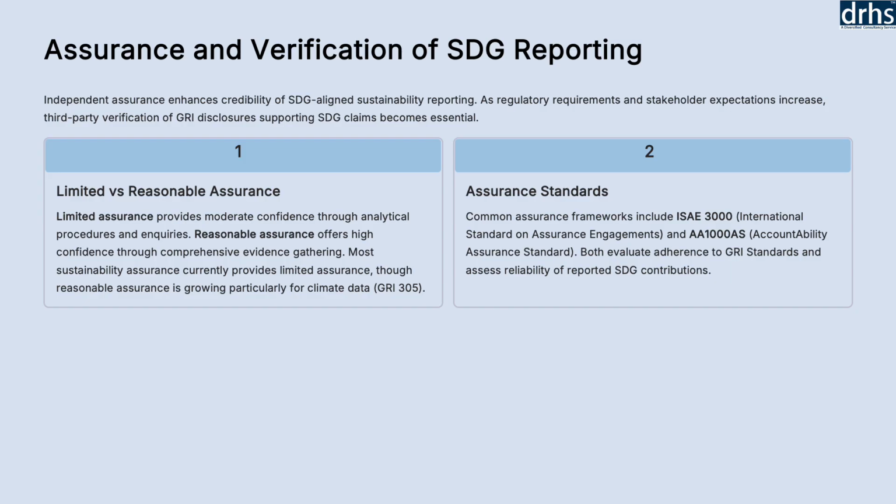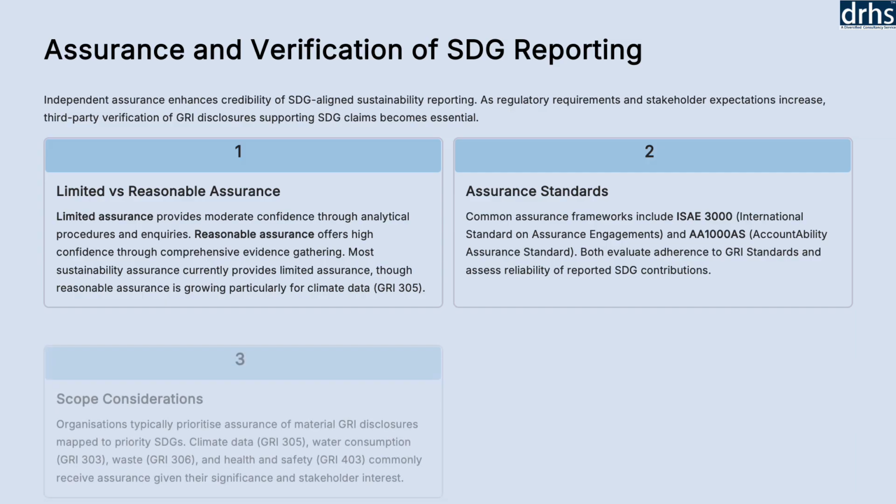2. Assurance standards. SDG reporting assurance is commonly conducted under internationally recognized frameworks. ISAE 3000, revised, is widely used for assurance of non-financial information, while ISAE 3410 specifically addresses greenhouse gas emissions. AA1000 focuses on accountability principles, inclusivity, materiality, and responsiveness, making it particularly relevant for SDG and stakeholder-focused reporting. These standards ensure consistency, transparency, and comparability across assurance engagements.